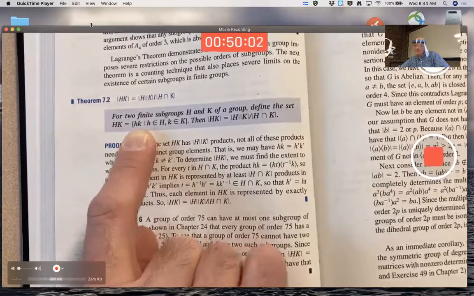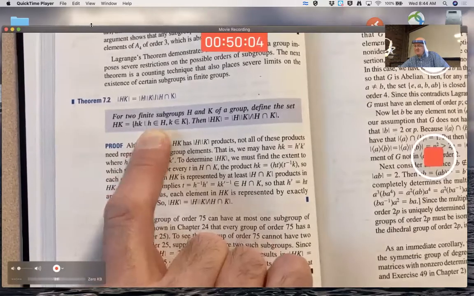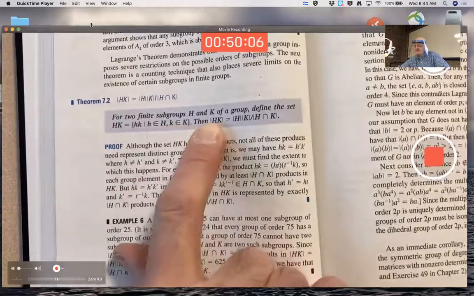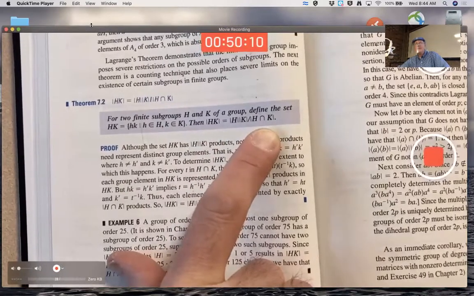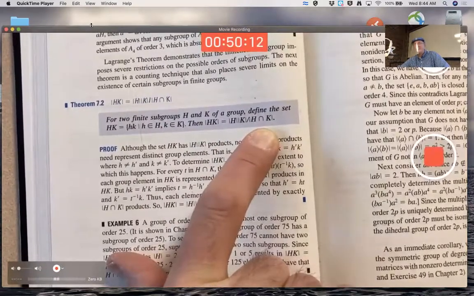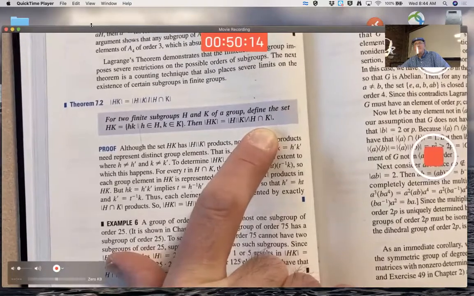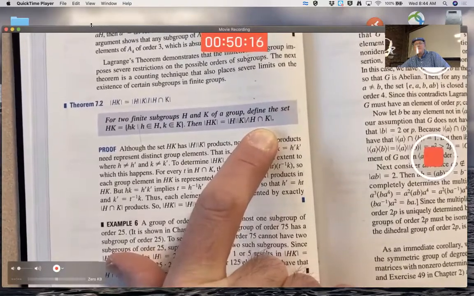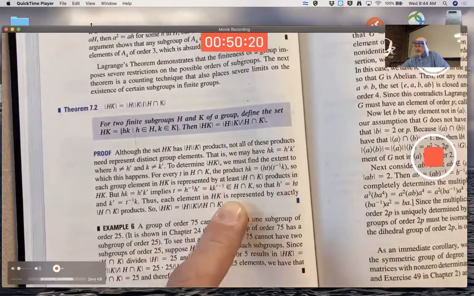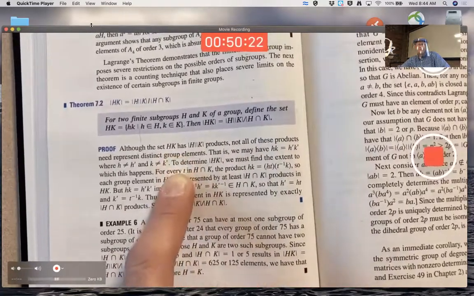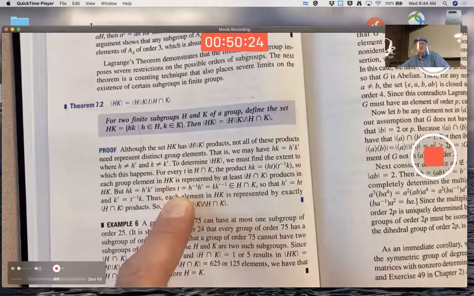But its order, its number of elements in the finite group case, when H and K themselves are finite, is the order of H times the order of K divided by the order of H intersect K. And again, H intersect K will be a subgroup of G when H and K are. This argument is not too bad at first, but once you get down here, then it gets a bit tricky.